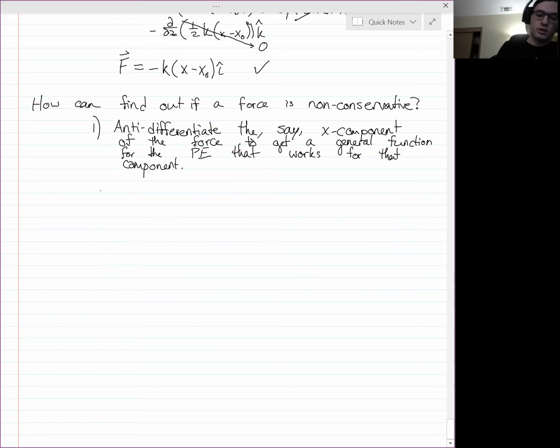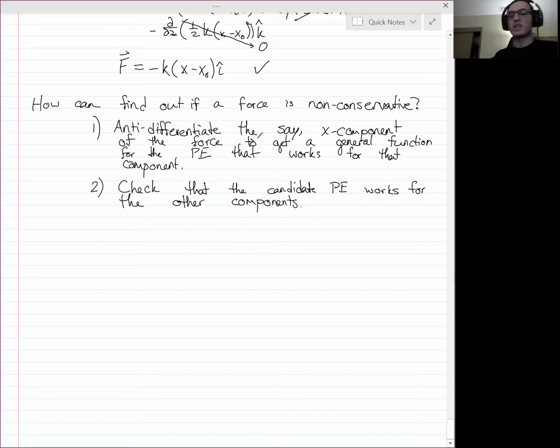And then the next step is to check that the candidate potential energy works for the other components. And when I say works, what I mean is just take partial derivatives and see that the potential energy function you had agrees, after you take partial derivatives, with the other components. So let me do a quick example.